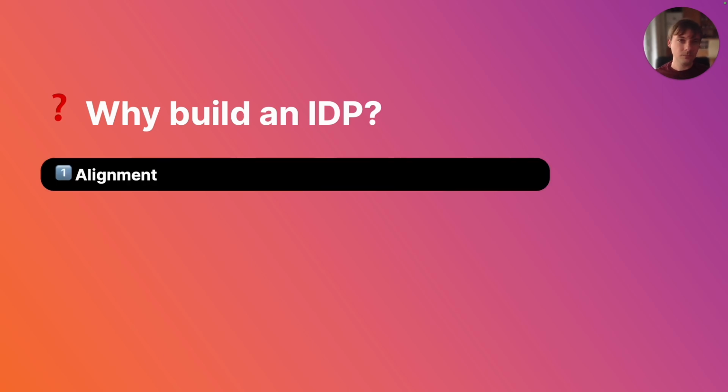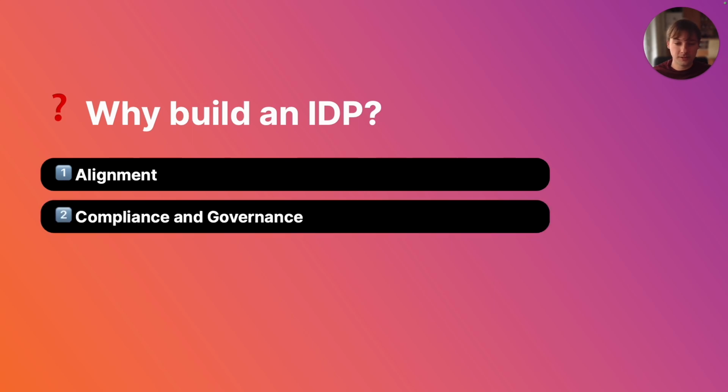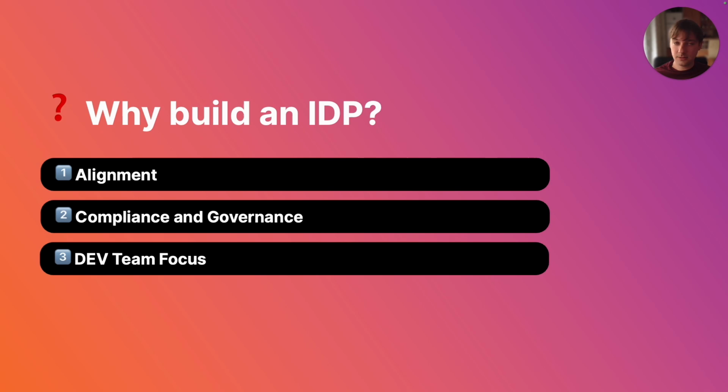So the key here is first alignment. So we want to deploy all of our infrastructure on the apps that are supported, and this leads then to detailed documentation and also streamlined practices. Compliance and governance and dev team focus.